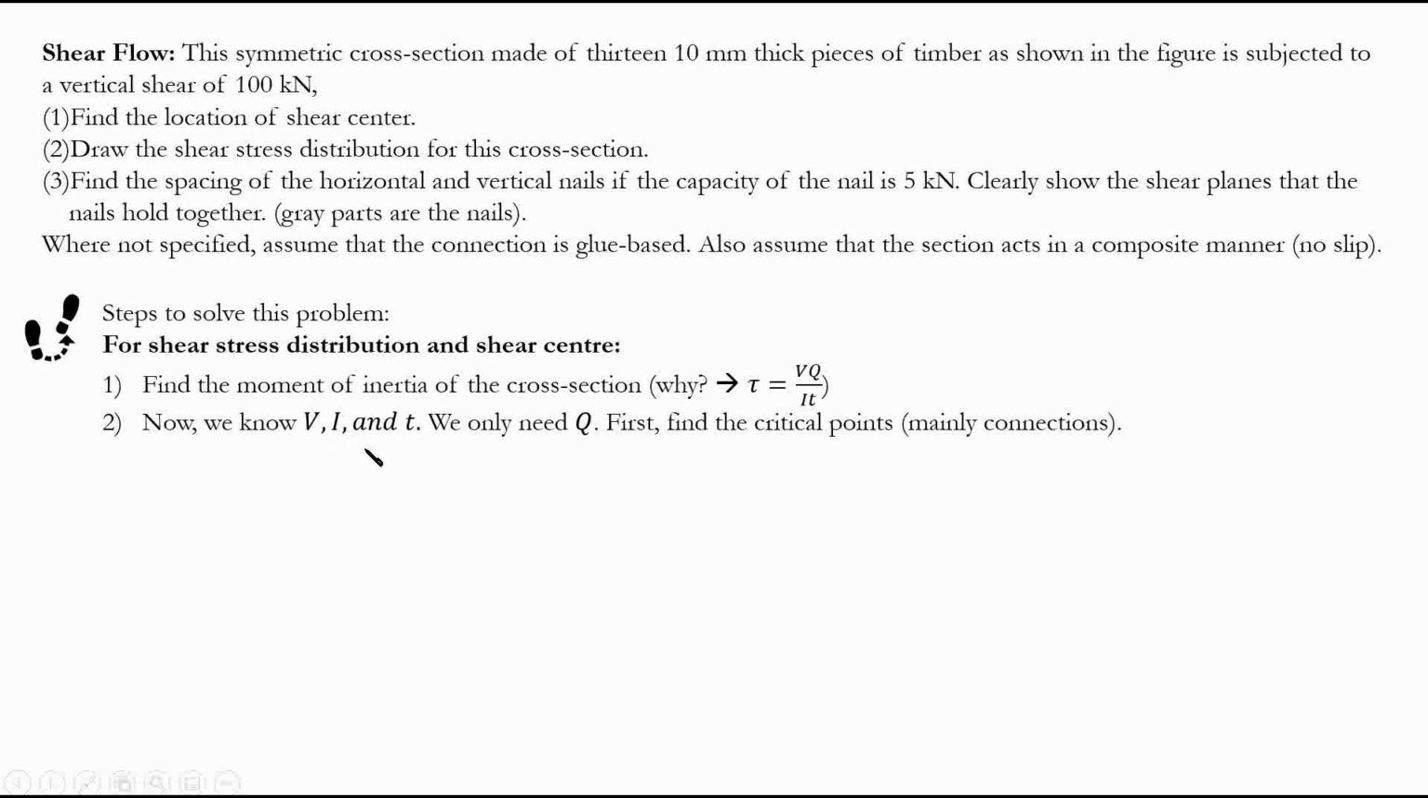V, I, and T we know them now. And now the only thing we have to find is Q, right? And then we find the first critical points and calculate Q at those critical points. And we're going to talk about what those critical points are. Mainly, those are the connections.